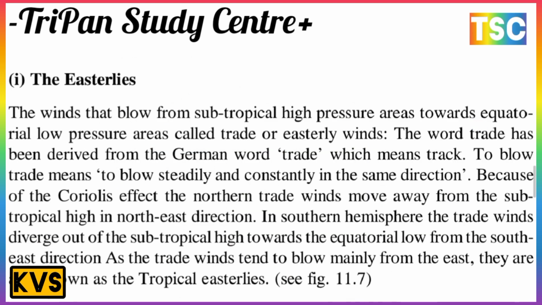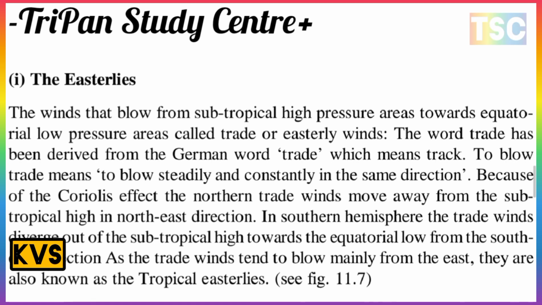According to the planetary wind system, the first point here is the easterlies. The easterlies are important here. The wind that blows from the subtropical high pressure area to the equator, which is a low pressure area, is called trade or easterly winds. The word trade has been derived from the German word trade, which means a track. To blow trade means to blow steadily, constantly in the same direction.